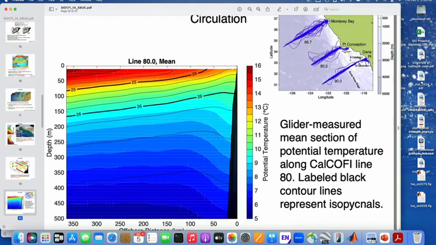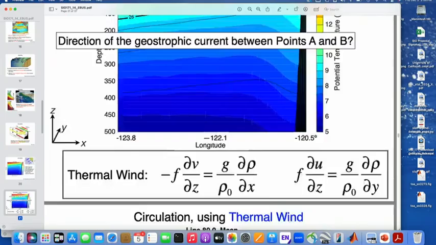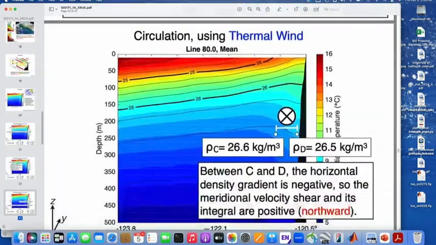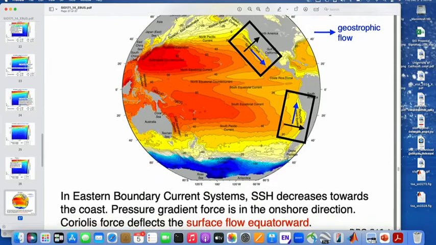The colorful shading is the temperature. Because of this upwelling circulation, it tends to cause the mean isopycnals to tilt upward towards the coast. Because they tilt upward towards the coast, I'm not going to do it again, but we got geostrophy, got thermal wind, and so we talked about how that works as well. We've already reviewed that.